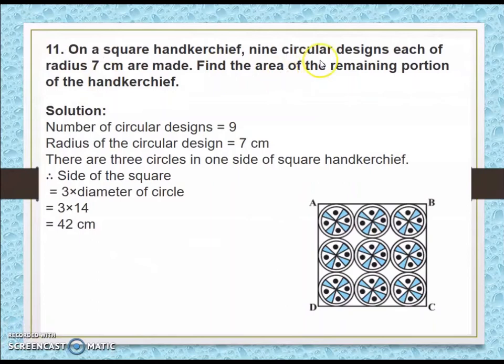On a square handkerchief, 9 circular designs, each of radius 7 cm, are made. Find the area of the remaining portion of the handkerchief, that is, the area where designs are not there. So these circular designs have radius 7 cm, it is given to you. So if the radius is 7 cm, the diameter of each of the circles will be 14.